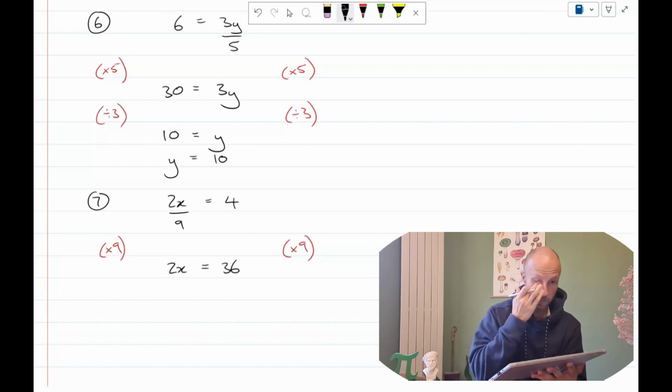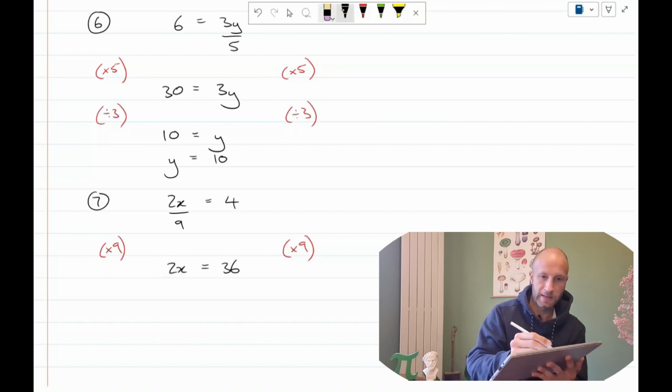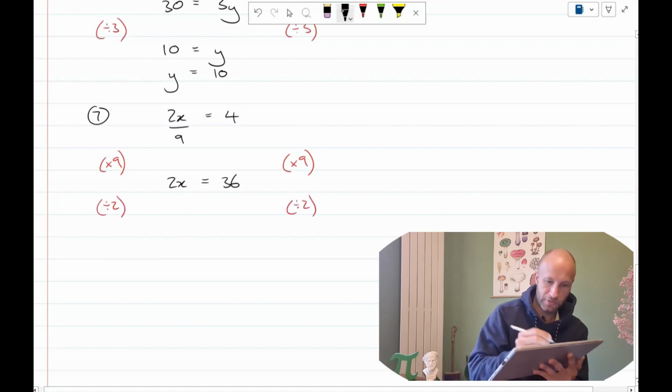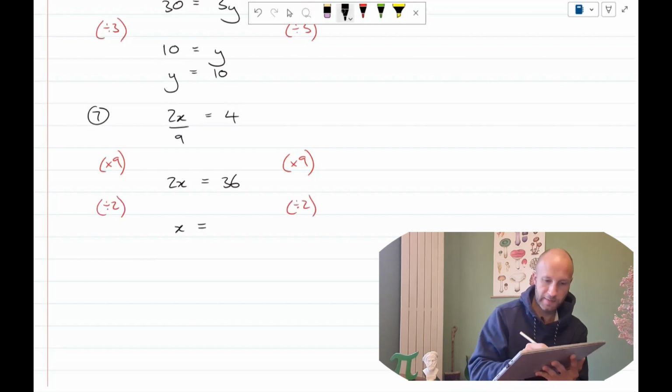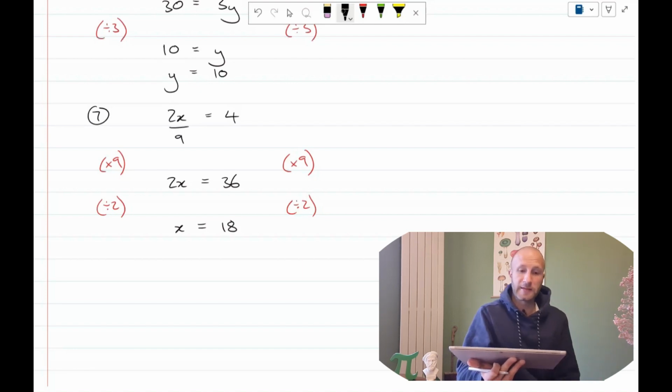And then again, to get rid of that multiplication by 2 times x, I need to divide by 2 on both sides. So the x drops out nicely, and 36 divided by 2 is just 18. Notice how I never really think about what's on the other side to the x at the moment, not with these kind of questions. The x is the important thing. That's the thing I want to get by itself.